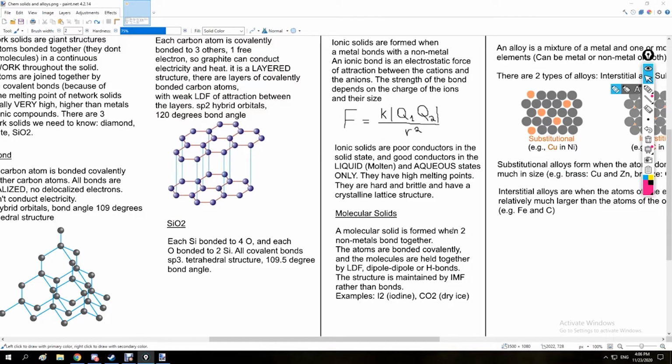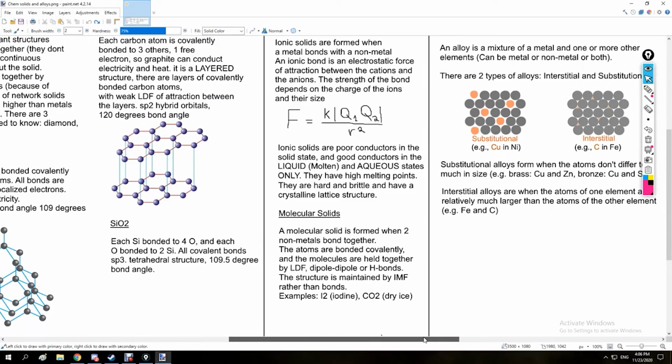The structure of a molecular solid is different from the three because it is made up of molecules that are held together with IMF instead of ionic bonds or covalent bonds or metallic bonds. So a molecular solid is made up of molecules held together by IMF. This can be LDF, dipole-dipole, and H bonds. This structure is maintained by the IMF. So examples being I2, iodine, and dry ice, which is CO2 in the solid state.